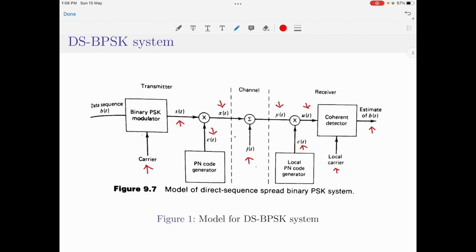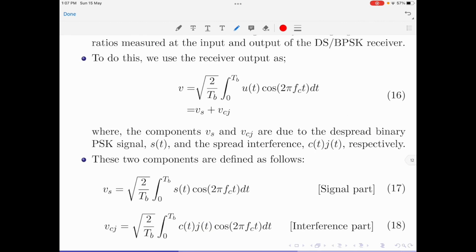Please note, I am going to start my analysis by writing an expression for the output of the coherent detector at the receiver part of the DS-BPSK system. Let that output be represented by V of t. Please note, this is just before the sampler that is in the coherent detector. This is the expression for V of t.